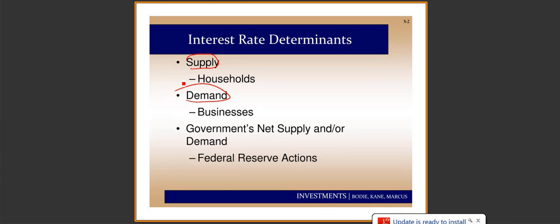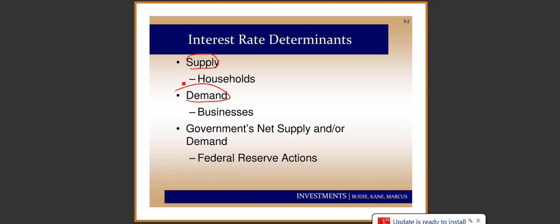Certainly, we also have to take into account the government. The government can both demand funds and supply funds. I think we would probably agree that the government is probably more of a net demander of funds. The U.S. government does demand a lot of funds, don't they? They acquire their funds through tax revenues and also through the continual and continuous selling of U.S. government bonds to raise capital.